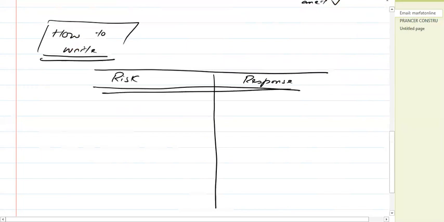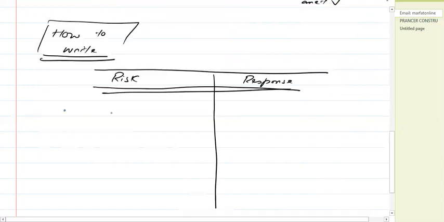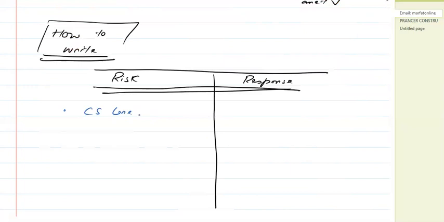When you're writing the risk, you will first of all be writing the case study line. If the case study line is big, make it short, but you have to write it because otherwise the examiner cannot get which risk you are writing. So you have to write the case study line. Make it short.